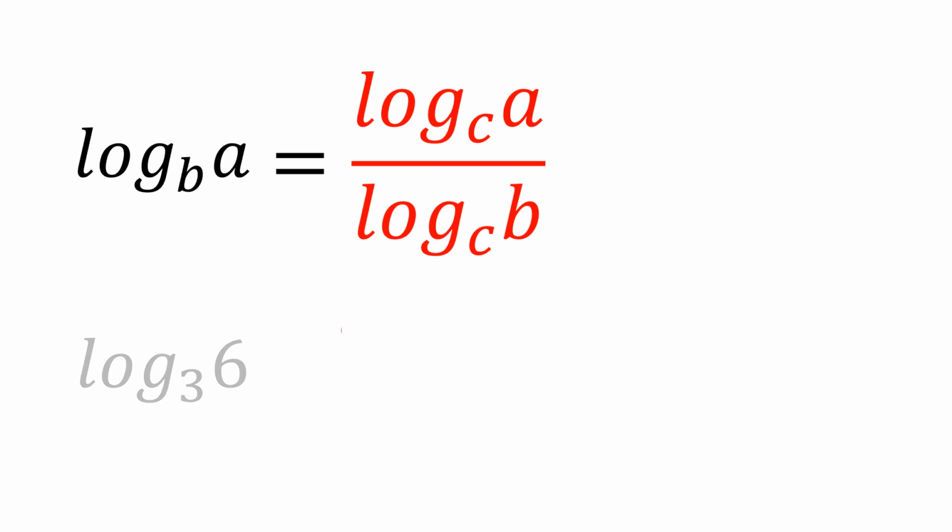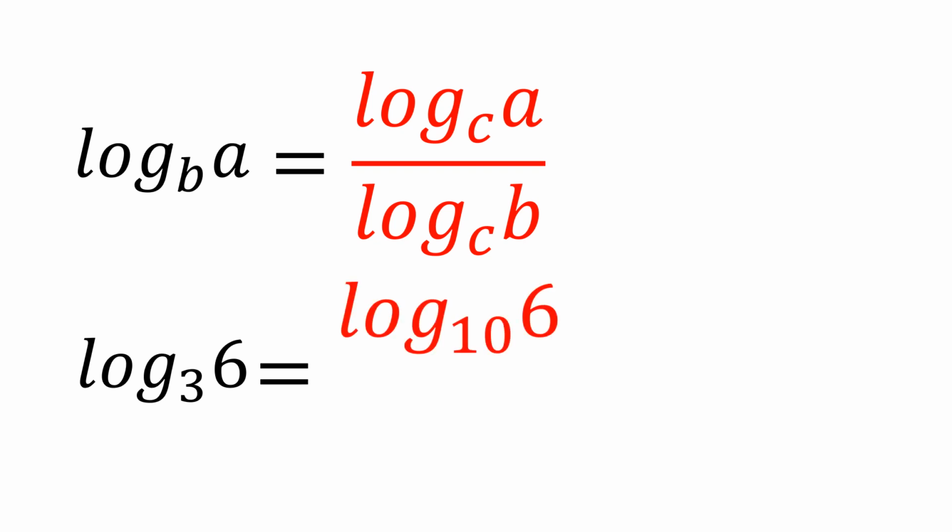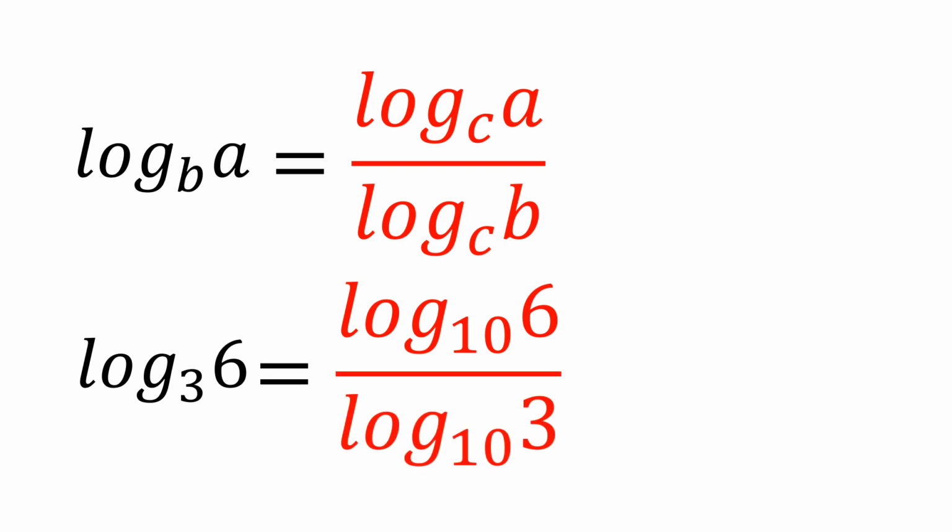Let's use some specific numbers, for example, log of 6 to the base 3. You can write it as log of 6 to the base 10, or you can use any number, log of 6 to the base 5, any number as a new base, and log of 3, which was previously the base, and now becomes an argument. So log of 3 to the base 10, as long as it's the same base on top and at the bottom. You can use any kind of base as long as it's the same base. So they are equal to log of 6 to the base 3.